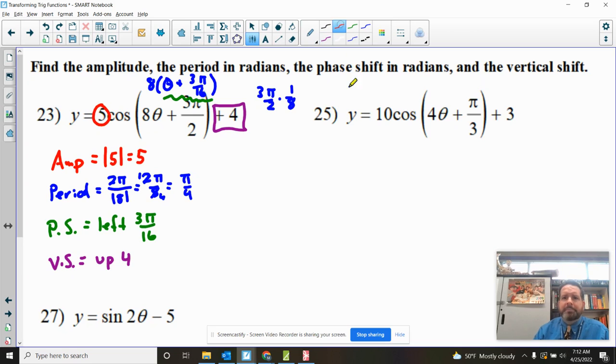Okay, let's go again. Amplitude. I'm looking in front of the trig function for the multiplier. The amplitude is 10. So this is going to go up 10 from the midline and down 10 from the midline. So from top to the bottom, it's going to be a whole 20 units apart. That's pretty tall.